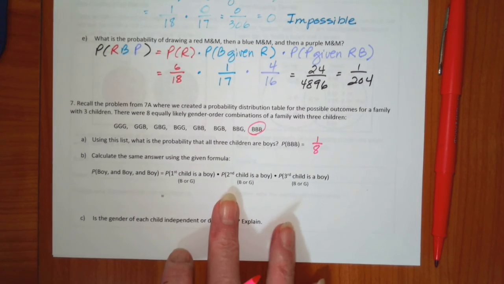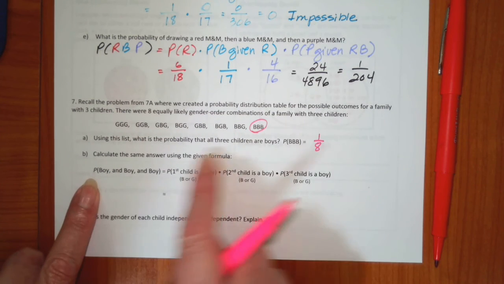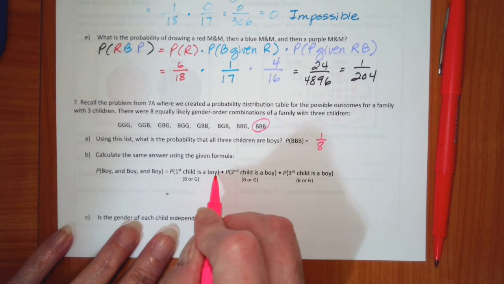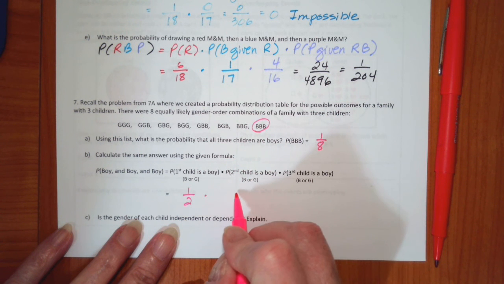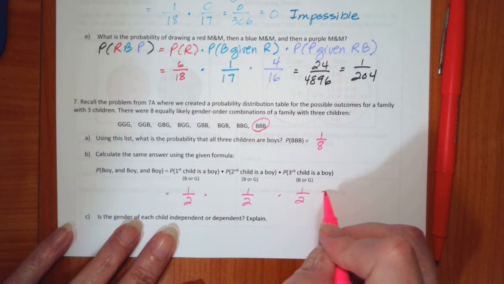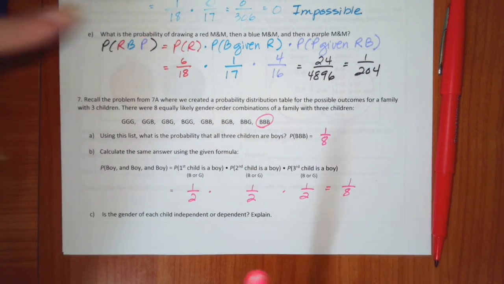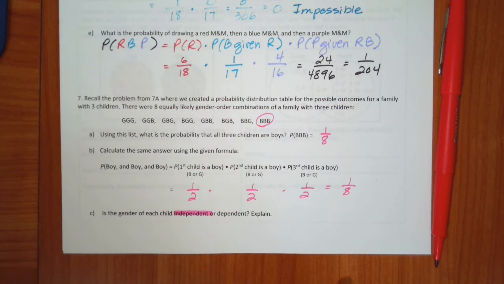Now this is kind of how the multiplication principle works, but let's see using the formula if the probability of BBB gives a boy and a boy and a boy. Well, the probability that the first child is a boy, it's either a boy or a girl, so that's 1/2. The second child is 1/2. And finally, the third child is 1/2. And this is also 1/8. And we know, of course, that these are independent because what happens on the second one has nothing to do with what happened on the first one.